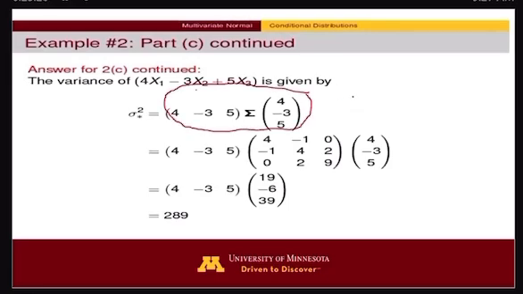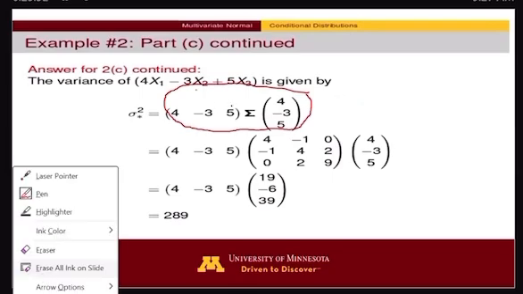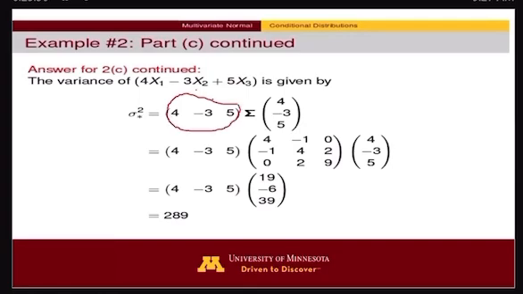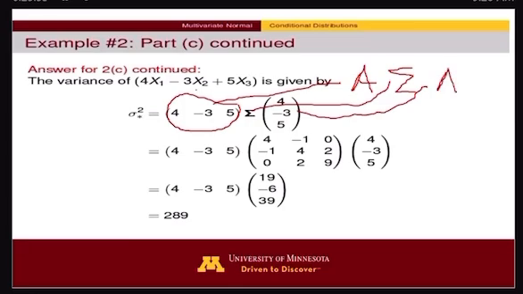This guy is your matrix A. And of course, you know that guy is this, and this guy is that. Anytime you're dealing with a linear combination, that is the approach to get the variance. And at the end of the day, I got the variance to be 289.